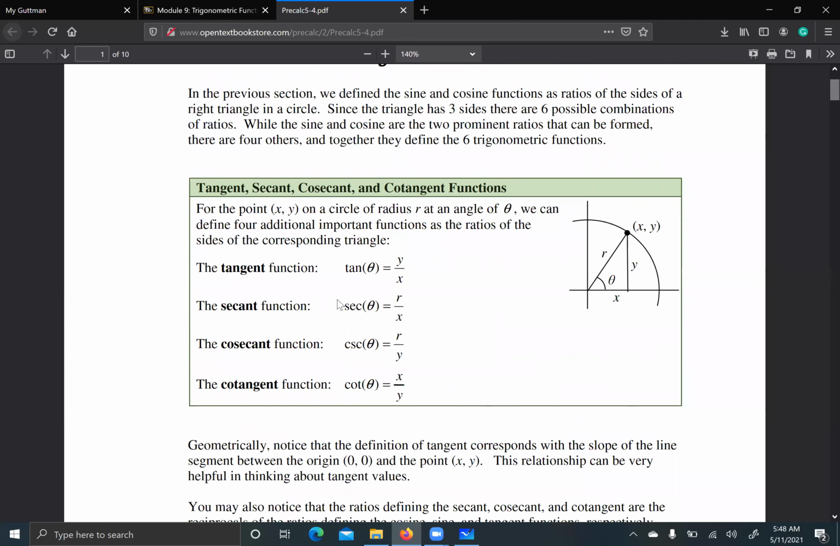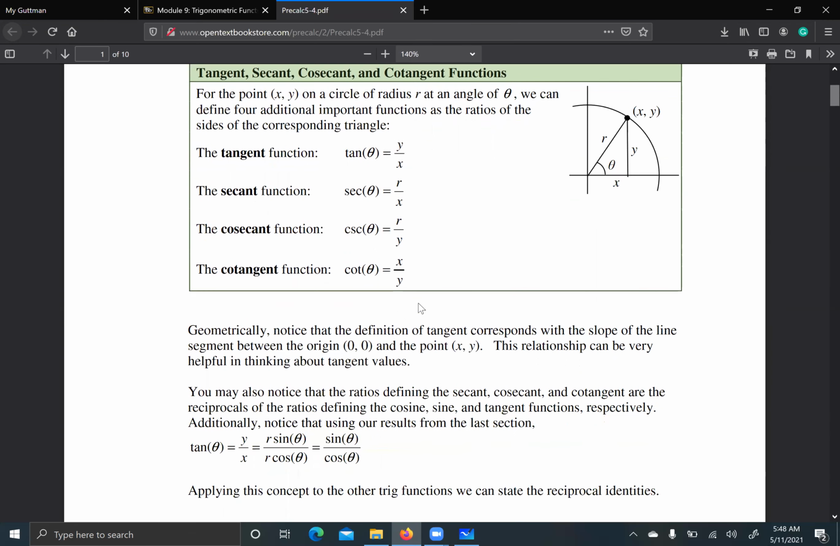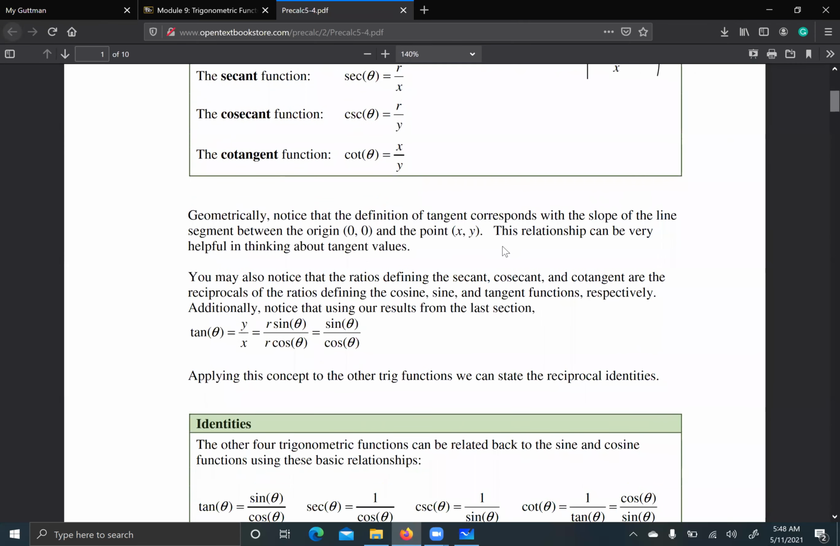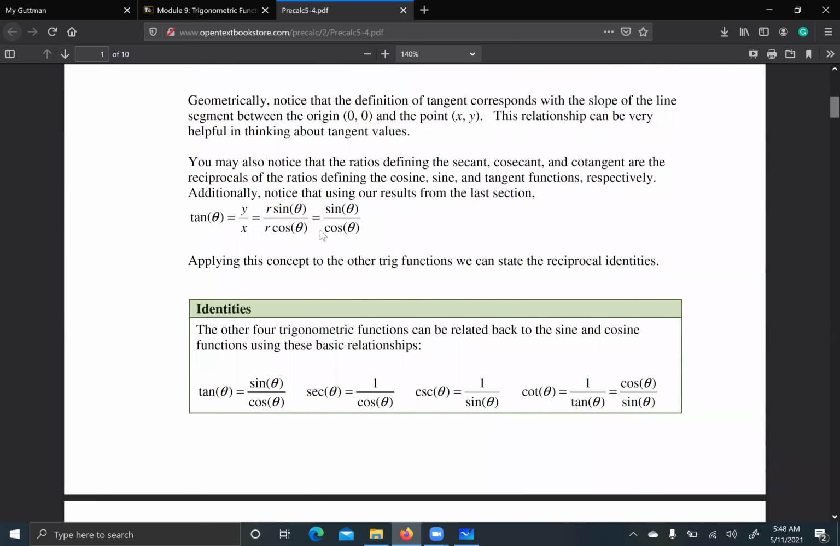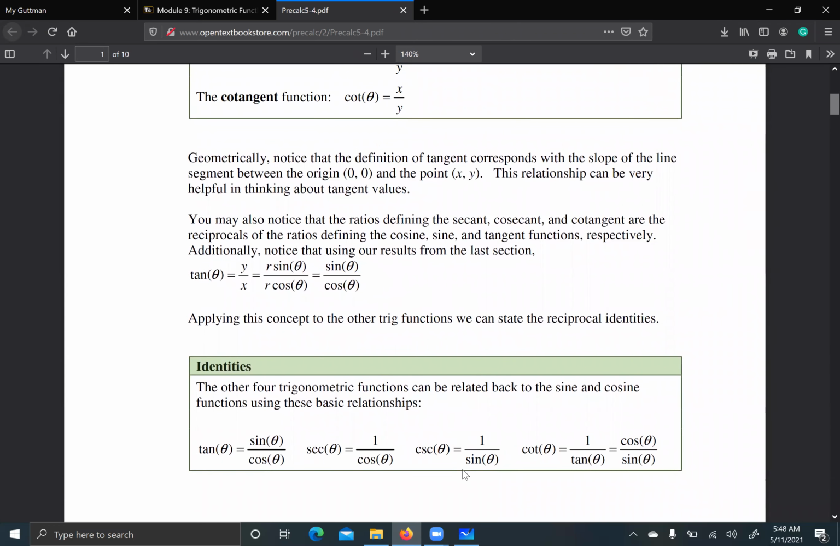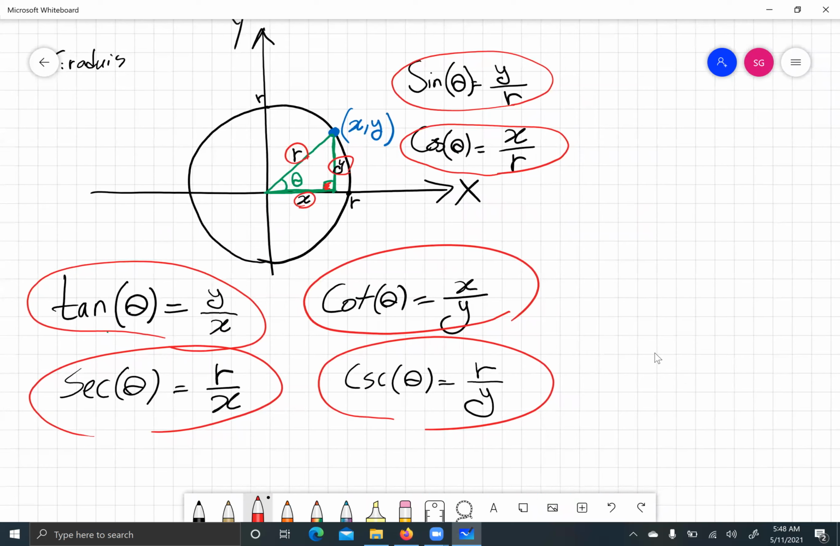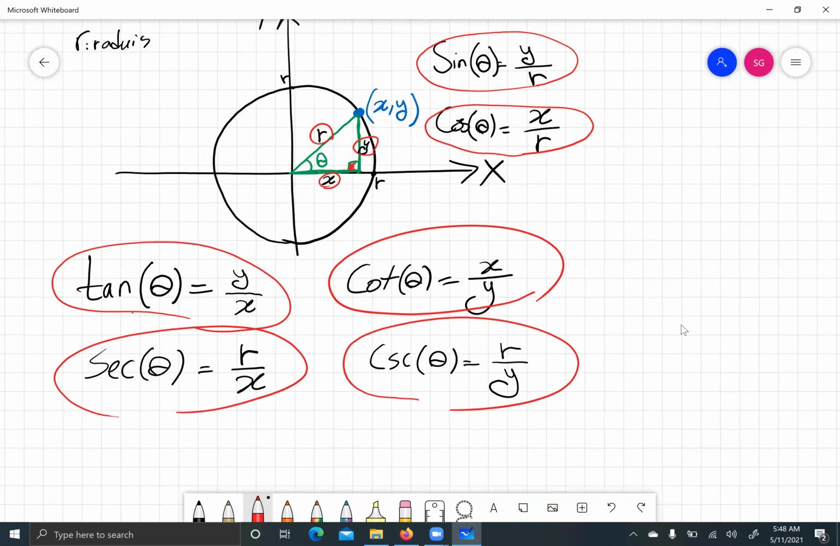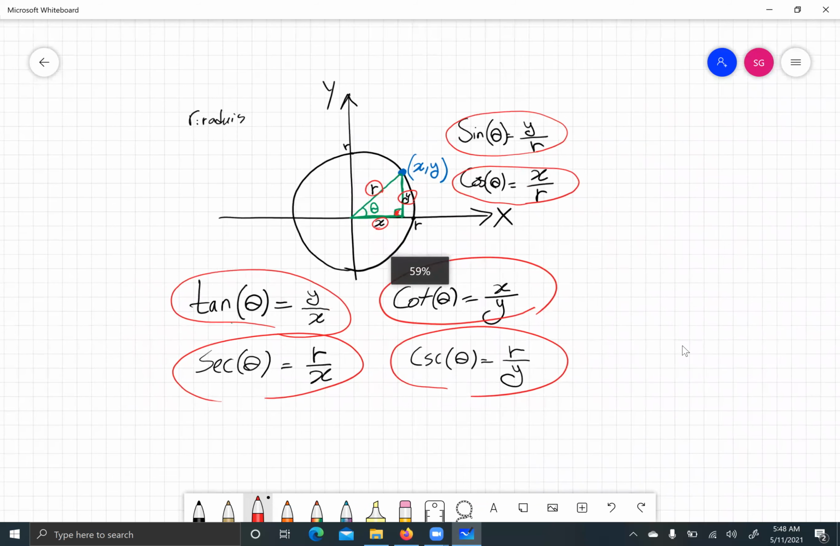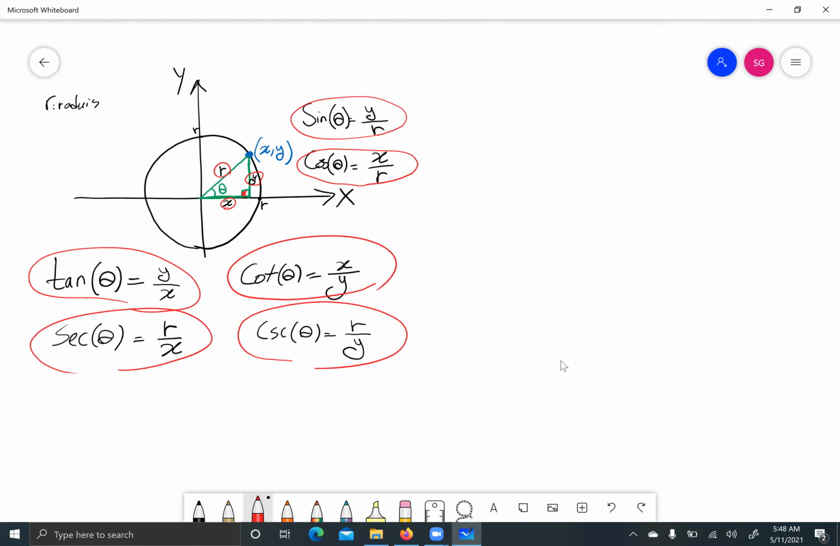But then, look, there is also a relationship between these functions. You can look at them in terms of this ratio of the sides of the right triangle, and also you can look at the relationship between these functions. For example, what is the relationship between tangent and sine and cosine? I'm going to show you here.